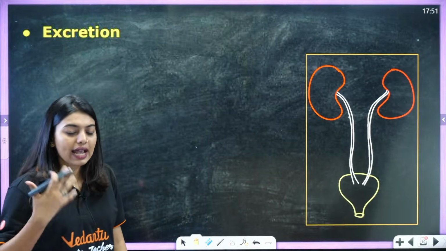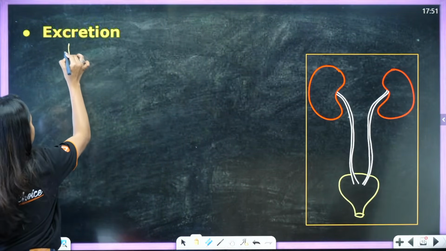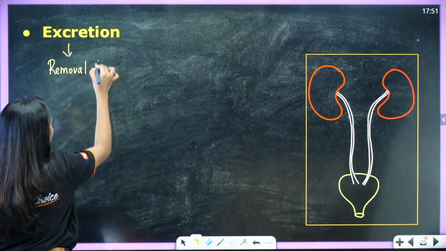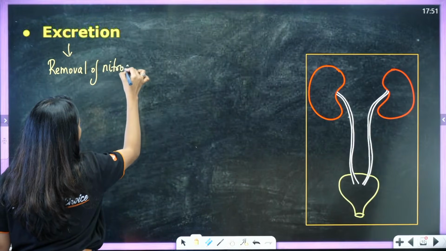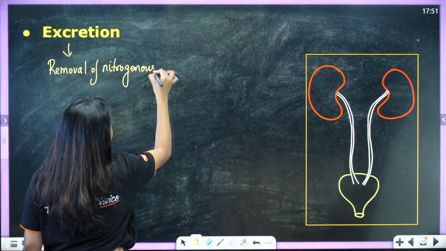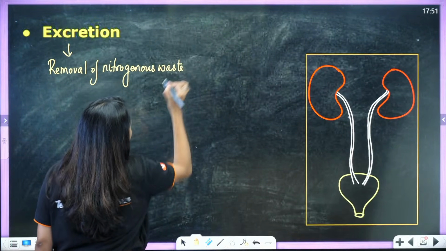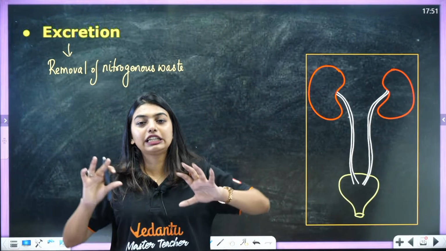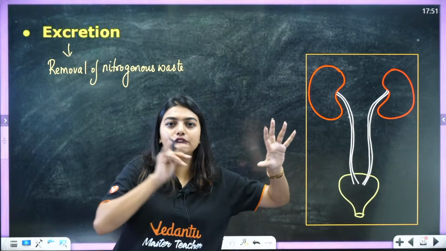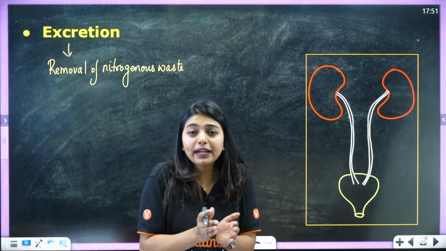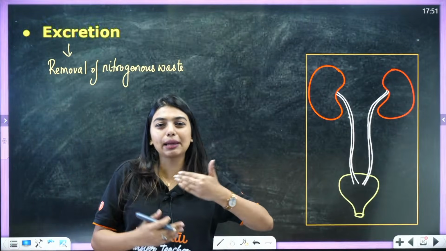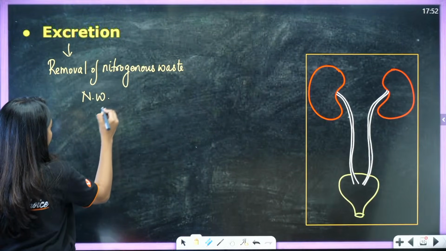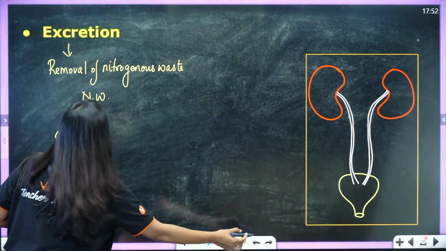Now, excretion. Excretion means what, students? Simply removal, right? I have to do removal of the nitrogenous waste. Now, I can remove the nitrogenous waste in 3 types, right? In the form of ammonia, in the form of urea or in the form of uric acid. Depending on organism to organism, what they are capable of doing, right? So nitrogenous waste, if I generally categorize, according to your NCERT, you have basically 3 types.